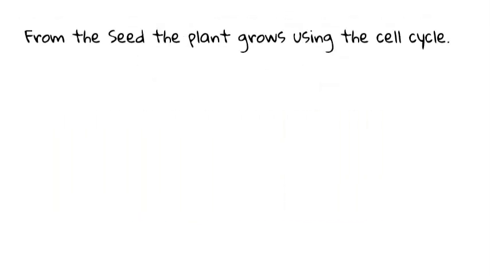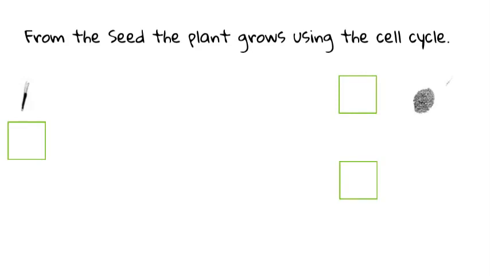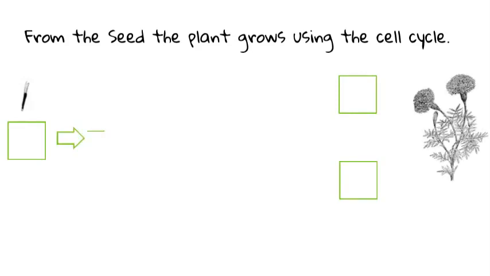Plants grow from seeds by the cell cycle, the mitotic cell division. So we go from one cell in a seed to two cells in the seed, and eventually those two cells will grow into the entire plant organism, a marigold in this case. That is the mitotic cell cycle that starts with interphase and then goes to mitosis and cytokinesis.